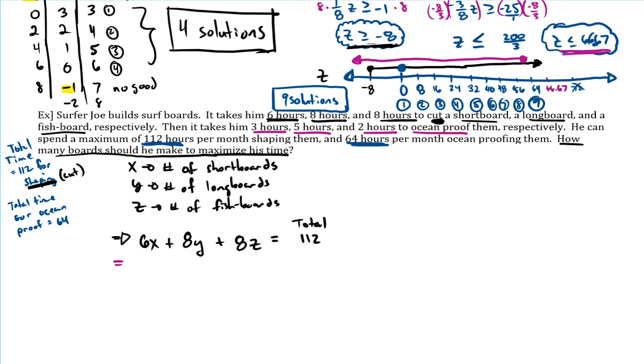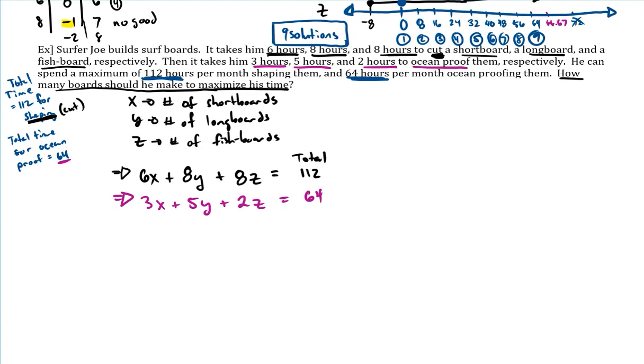And then the second line, let's keep that in purple. Let's just attach those coefficients to their respective variables. So 3x plus 5y plus 2z equals the total amount of time it takes to ocean proof. And then here's the 64 that we marked from before. Okay, so we've got it set up. And then now we need to solve for x, y, and z.